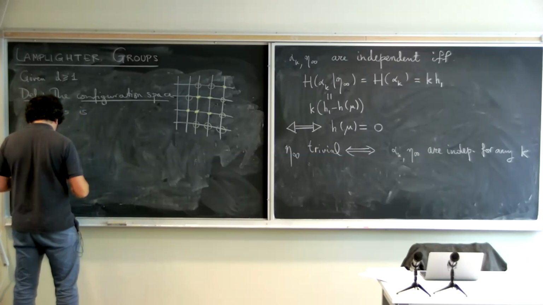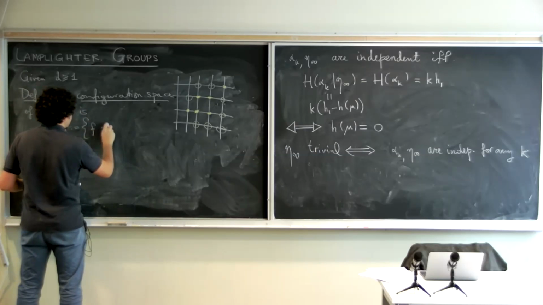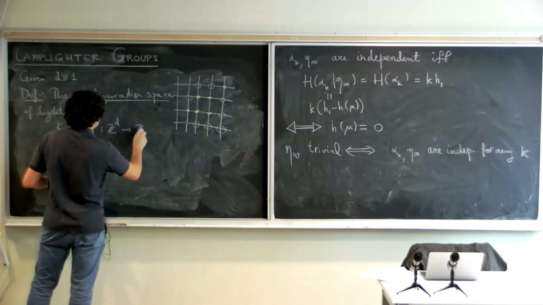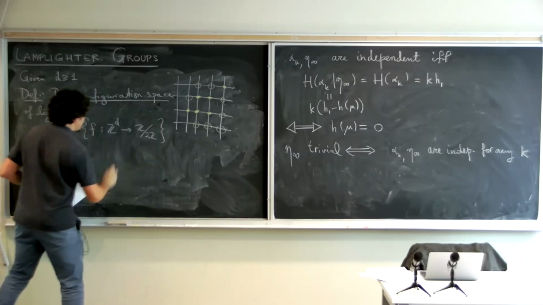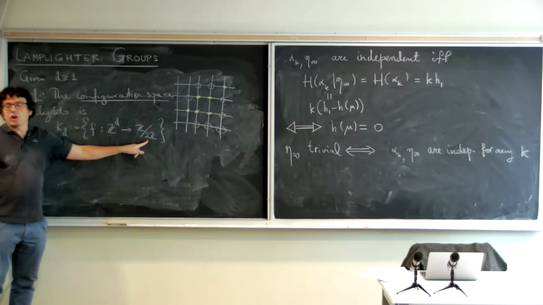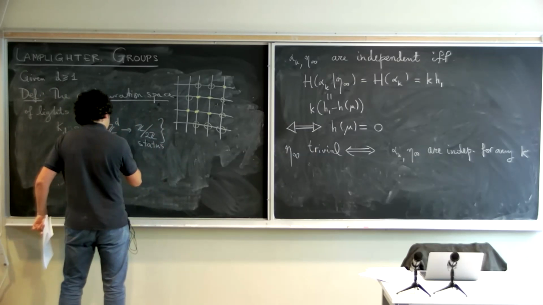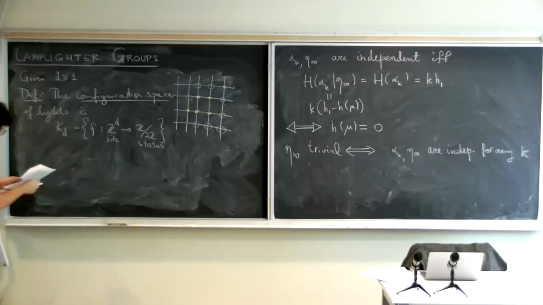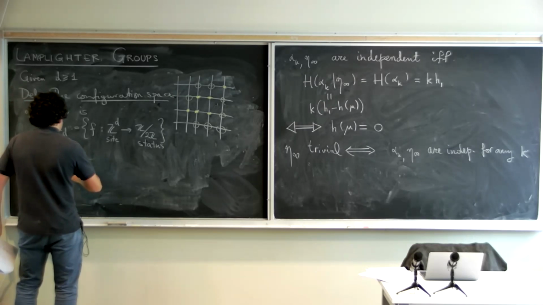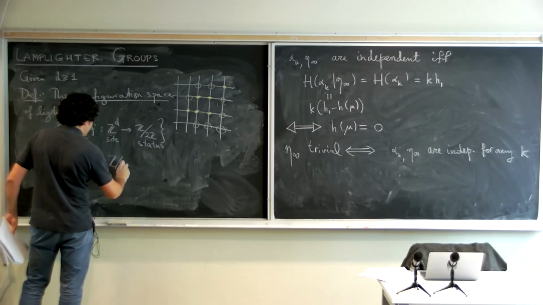is just the following: well, let's call it KD. It's just the space of functions from ZD to Z over 2Z. So it's a function that tells you for every site whether the light is on or off, right? So this is status. This is the site. And of course, from the point of view of group theory, it's an infinite product of Z mod 2Z.